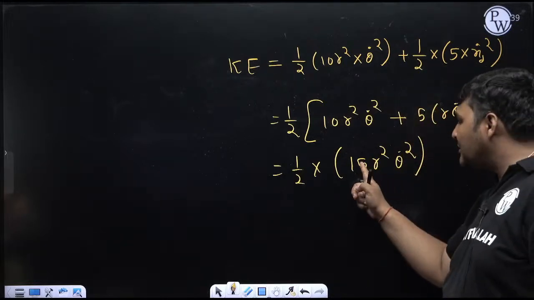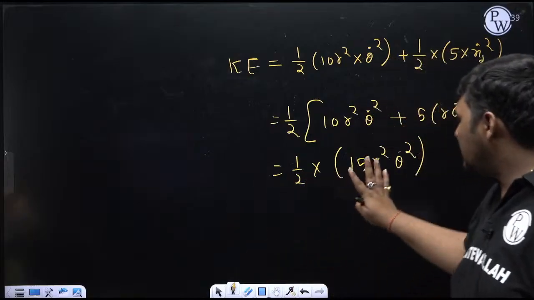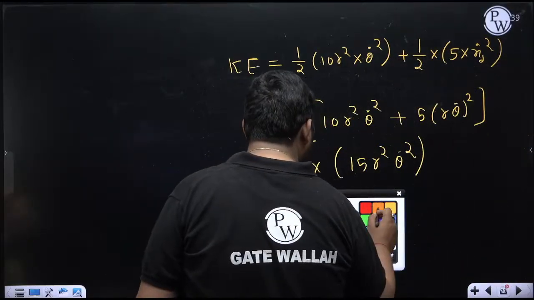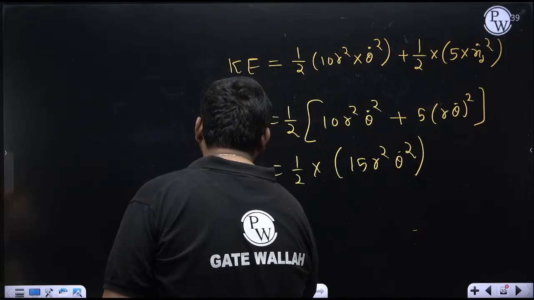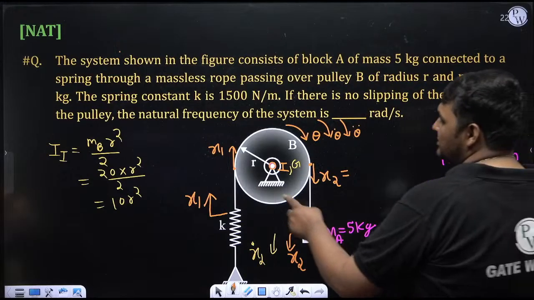If you want to write 15 divided by 2 as 7.5, you can write, it is your will. Okay, I am just writing like this. This is kinetic energy. Now what about potential energy? Here potential energy will come due to stiffness only, because there is no role of gravity in the restoration, because due to weight it is static.